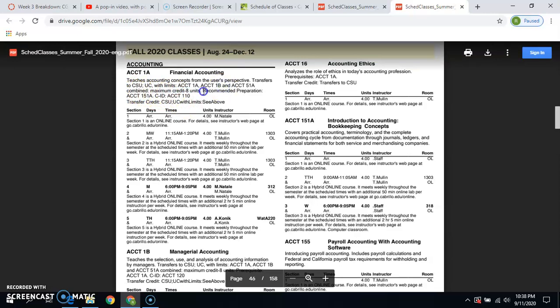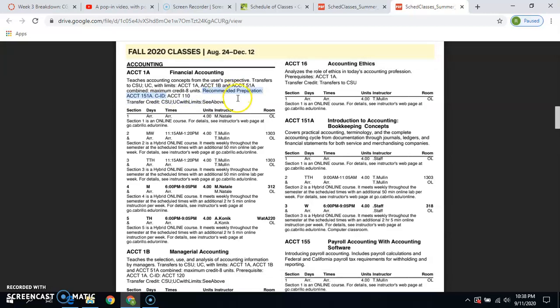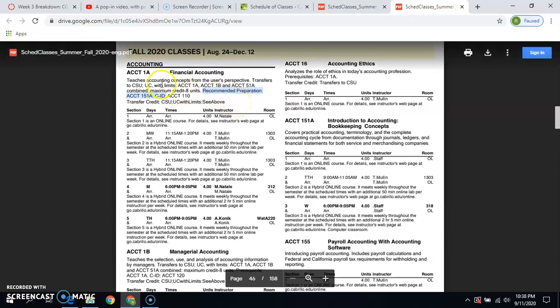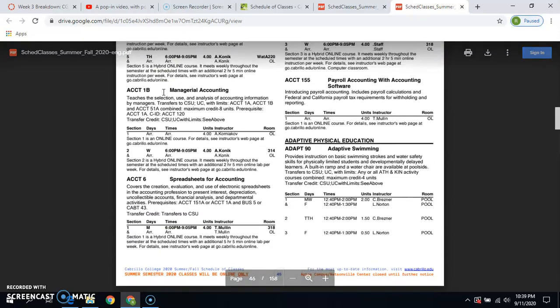The other thing I want to point out is that there is a recommended preparation for this course. And what it's telling you is you are being recommended to complete Accounting 151A before you go into Accounting 1A. However, it is not a requirement, it is simply a recommendation.